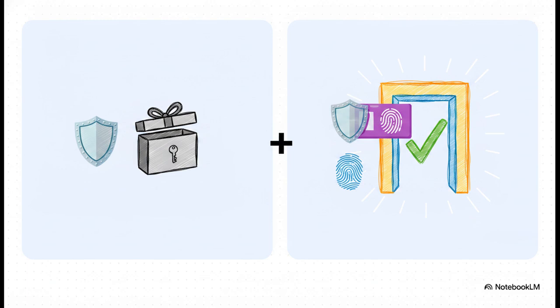OAuth 2 and OpenID Connect, or OIDC. Let's clear this up once and for all. OAuth 2 is purely for authorization. Think of it like allowing a third-party app to access a specific folder in your Google Drive without ever giving that app your actual Google password.